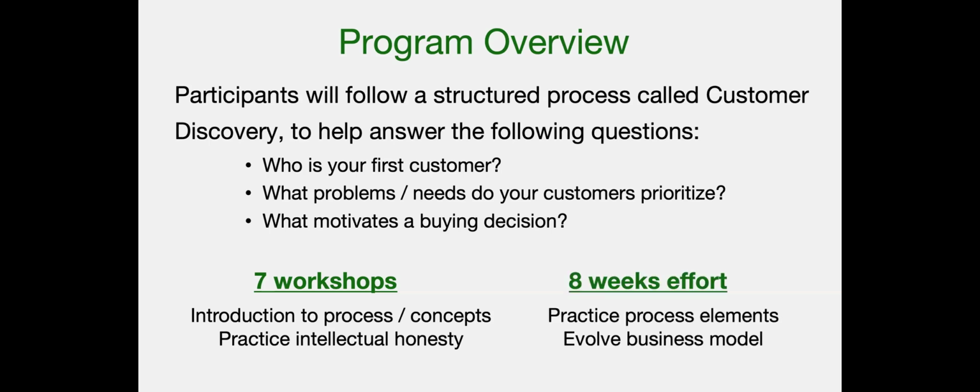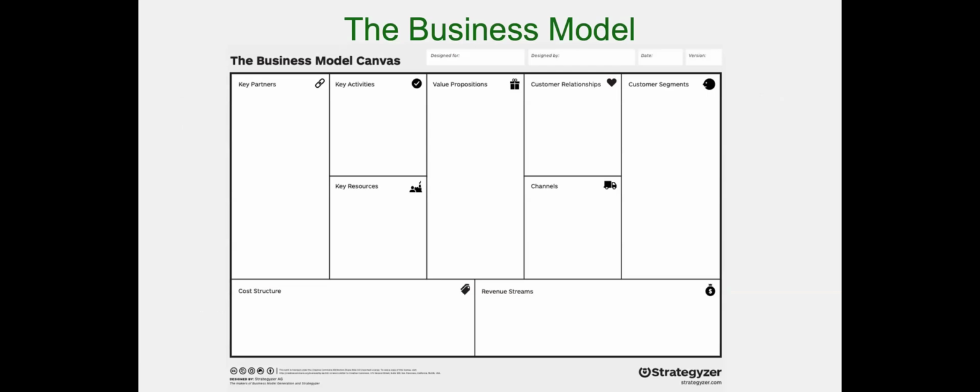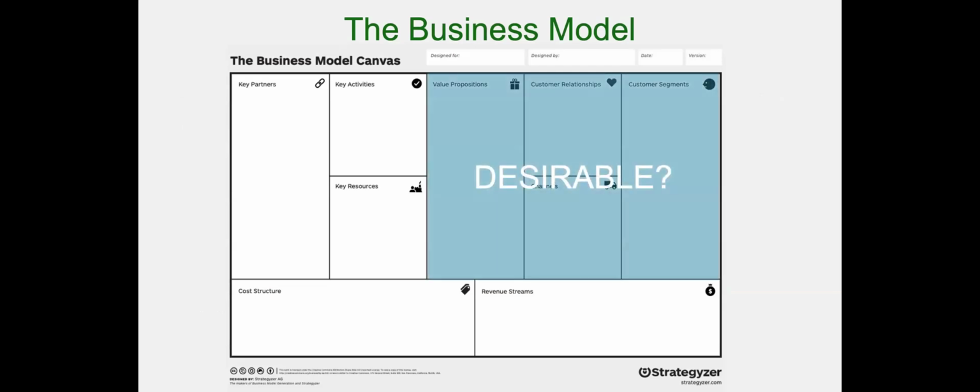Now, this happens over an 8-week period where, outside of the workshops, that's where a lot of the work happens, right? So we're going to ask you to practice the process elements, put these tool sets into work for yourselves, and then work to evolve your business model and engagement over time. Now, what we do is we focus on the business model to start with, but what we're looking for is to get a sense of who are those customers and what is the value that you derive for them to determine if there's a desirable opportunity.